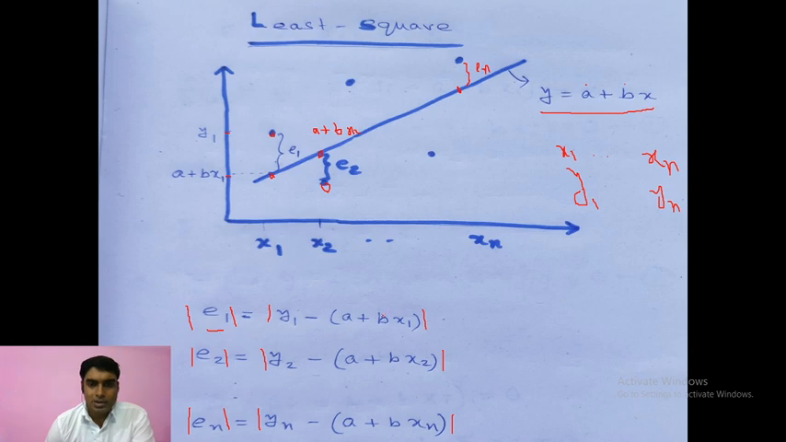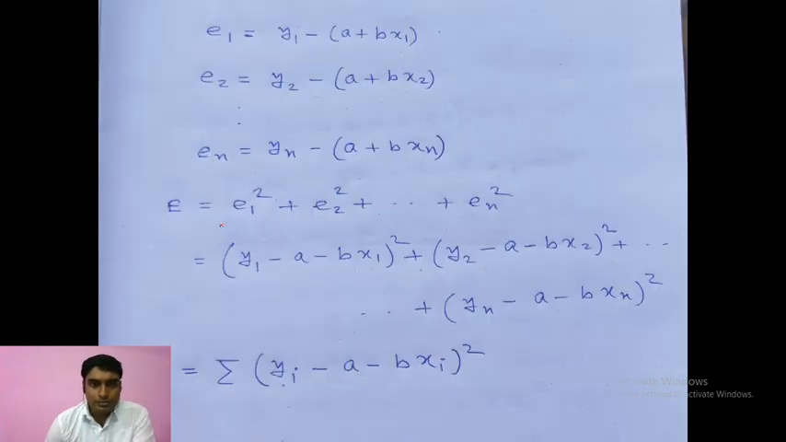So instead of taking the absolute value, I will take the square of each term: e1 square, similarly e2 square, and for the last point en square. Then I can sum up all of these, and now they will not cancel out because all are now positive. So our total error e will be e1 square plus e2 square plus up to en square.